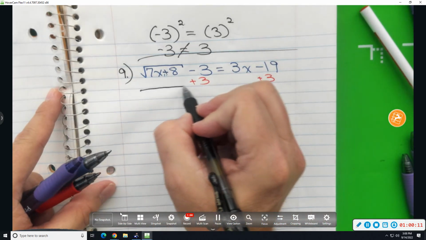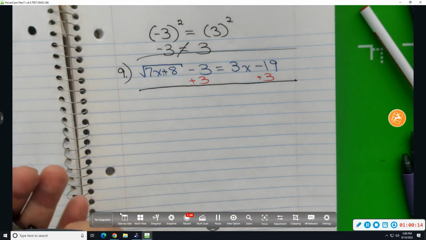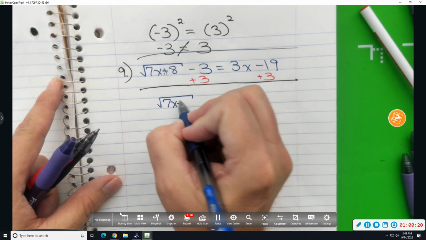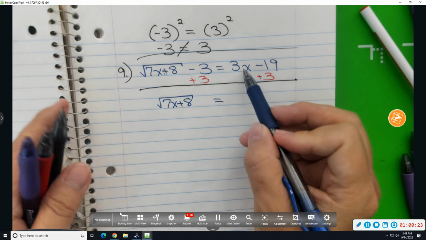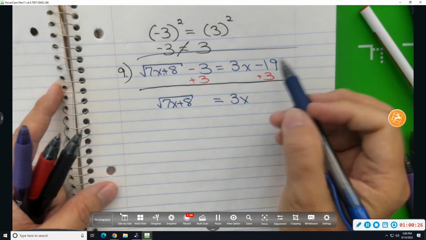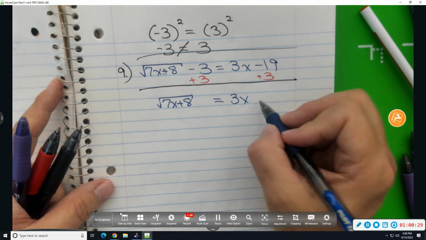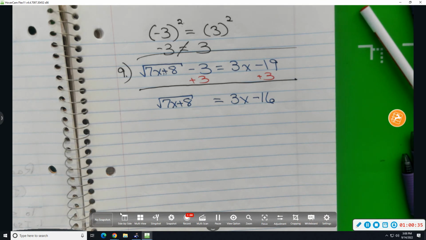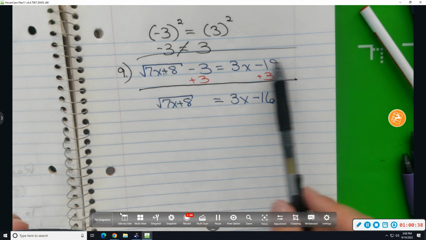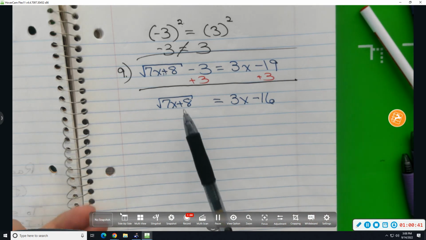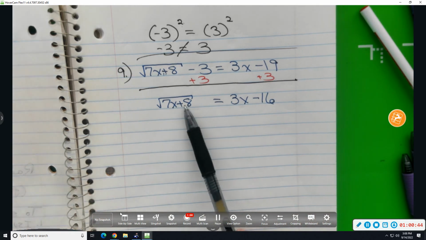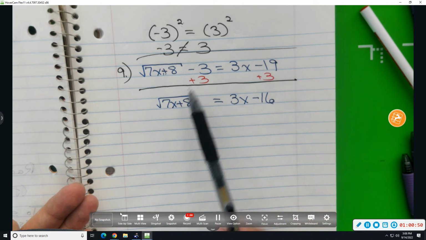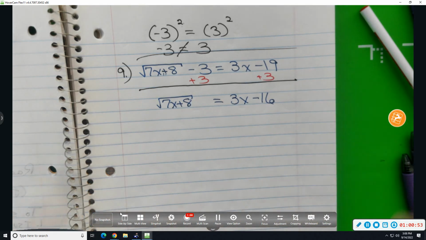And that gives me, on the left side, the square root of 7x plus 8. And on the right side, I have a 3x. Negative 19 plus 3 gives me a negative 16. Now, my brother always likes to check the equation in the original problem. When it's time to check there at the end, I use the isolated form, before you start squaring it. I like this form right here. I think it's easier. There are fewer terms than in the original. So this is where I'm going to check it.